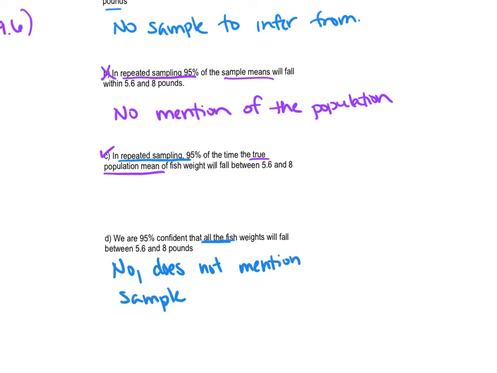That's because C talks about both sampling and the population. So when you interpret the confidence interval, you're going to interpret it with respect to the sample and the population.